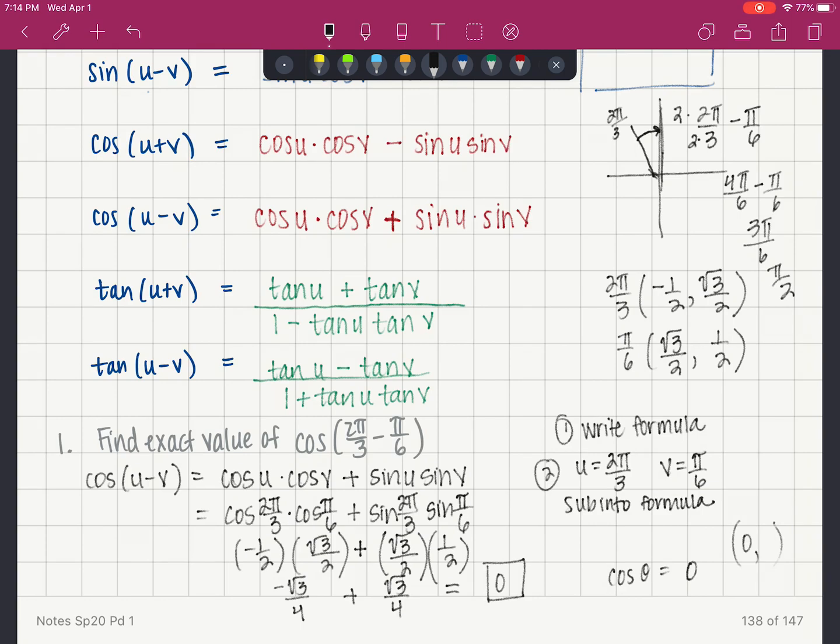And you might be saying, well, why did we just go through all that then? If we could have just easily done 2 pi over 3 minus pi over 6 to get pi over 2, why did we have to go through this formula? Well, because in some cases, it doesn't work out that nicely. So sometimes we have to know the formula, and I'll show you in another example where that comes into play. But right now, I just want to make sure that you know how to sub into the formula and then simplify. So sub and simplify.